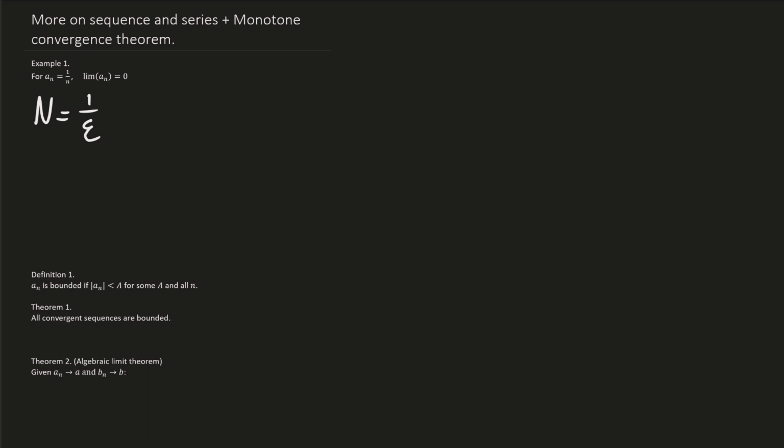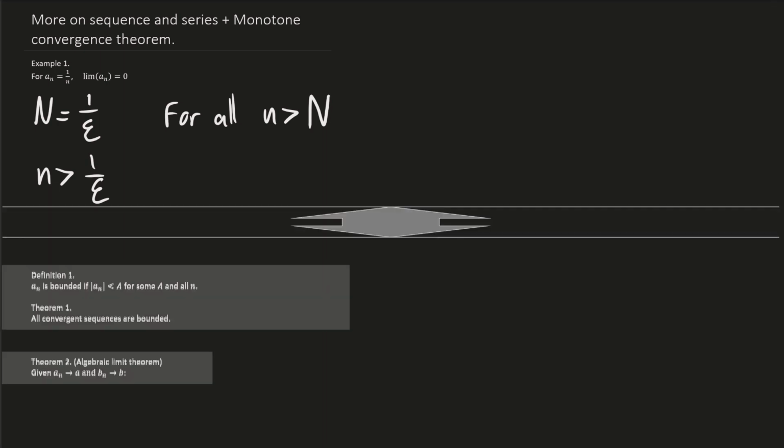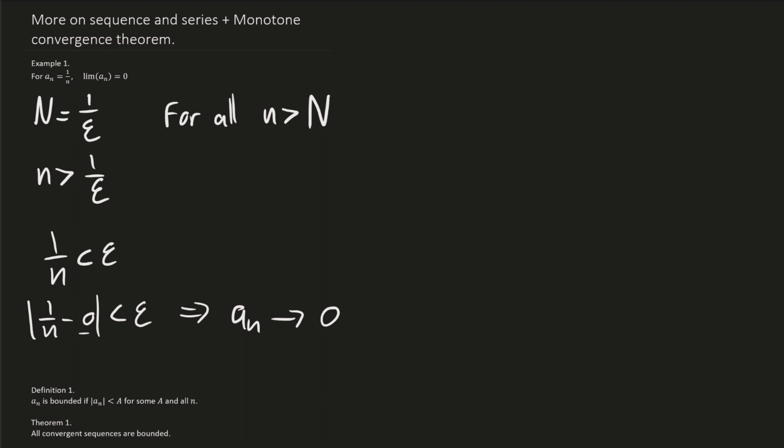and for all n being larger than capital N, n is greater than 1 over epsilon. And we can flip our inequality around using our properties of order. So that means that 1 over n is less than epsilon, and we can rewrite that as |1/n - 0| is less than epsilon, which means by our definition of convergence, our sequence a_n converges to 0, which is that value there. So really, really simply done.